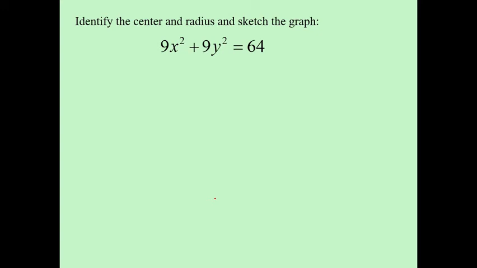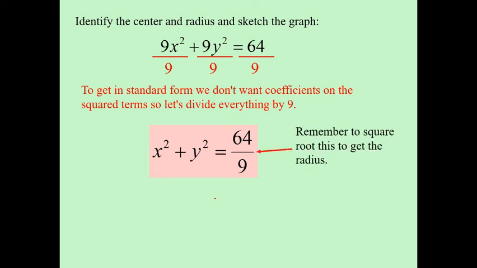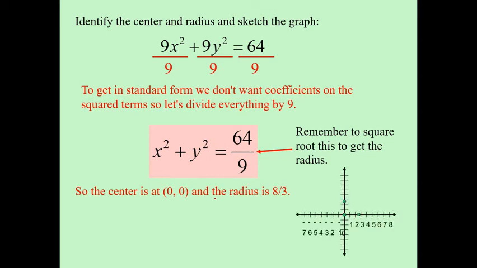Identify the center, radius, and sketch the graph. We have 9x squared plus 9y squared equals 64. This is a problem because our x and y term's not alone. To get into standard form, we don't want coefficients, so we're going to divide everything by 9. And then we get x squared plus y squared equals 64 over 9. Remember to square root this to get the radius. So the center is at 0, 0, and the radius is 8/3. So we can graph that.